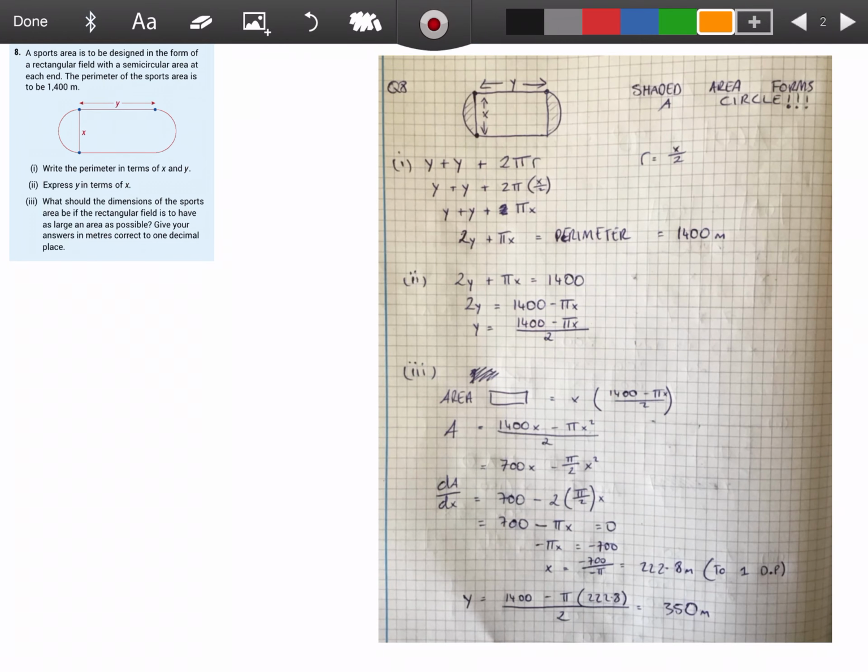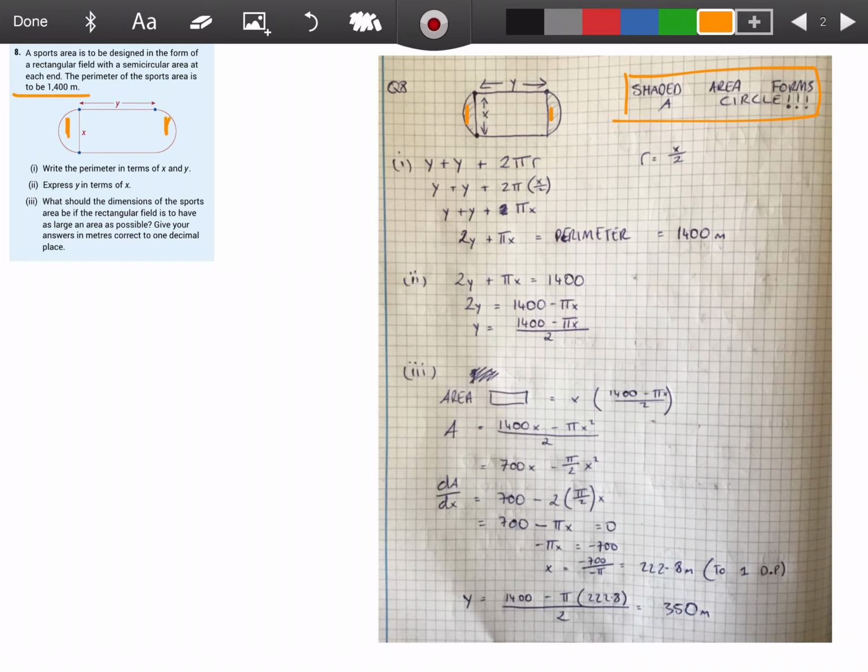Question 8. This one, again, a little bit trickier because it gives you a different shape, but just as straightforward in terms of how to do it and what to do. Just gives us a little bit extra to do. So we've got our sports area like a running track, it looks like. And we've got semicircles at the end here and here, as I've written. The shaded area, the bits that I've drawn in, form a circle. So that's two semicircles coming together to give us one full circle, if you think about it that way.